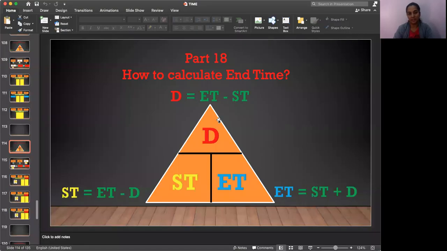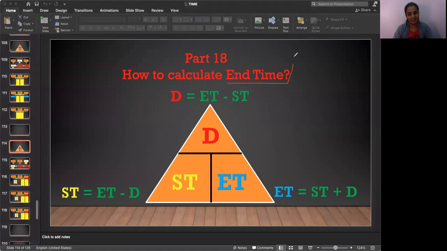So today's lesson we would look into part 18 and we would explore how to calculate the end time. Now before we learn how to calculate the end time, you must be familiar that when given a question related to time duration, there are three important pieces of information that you should know.